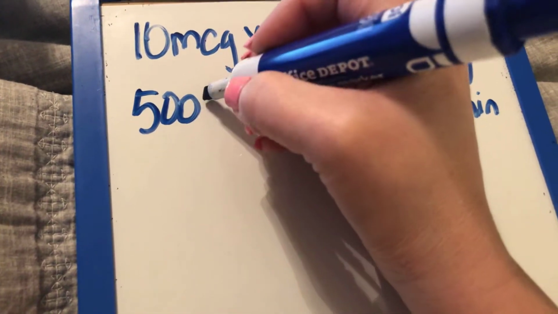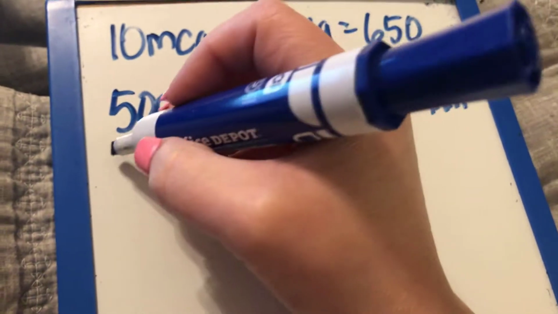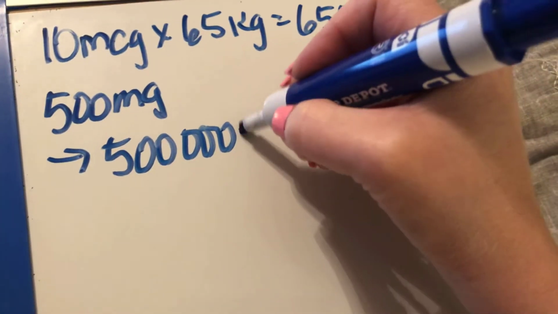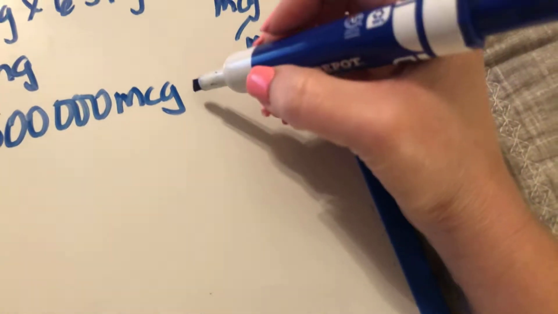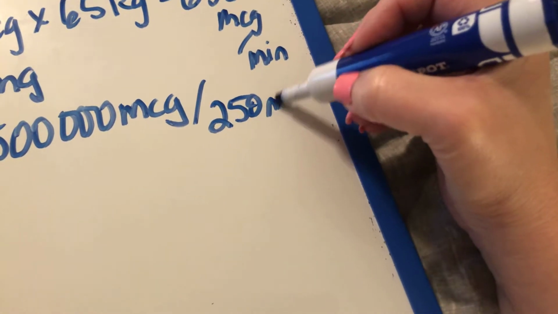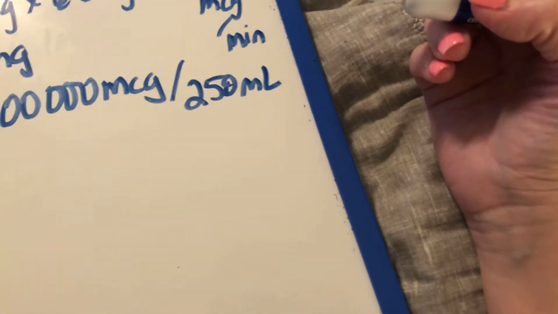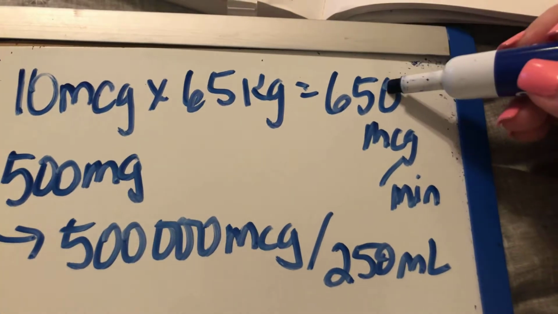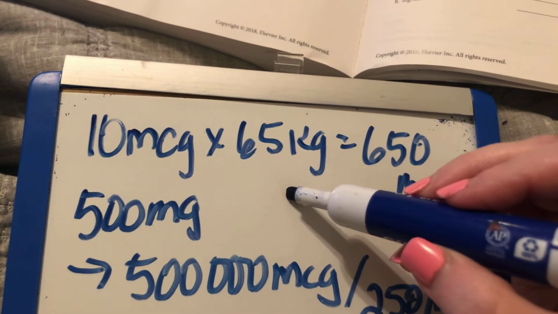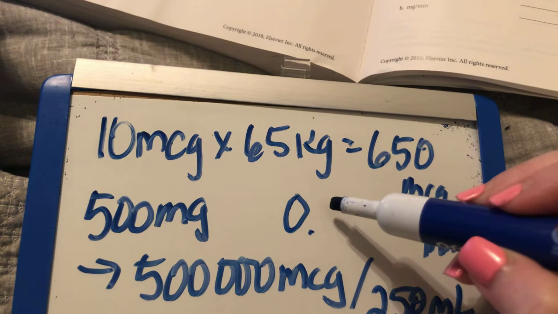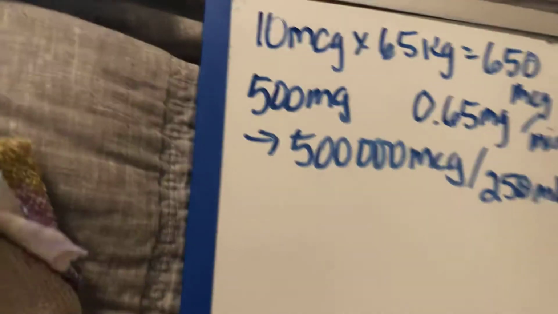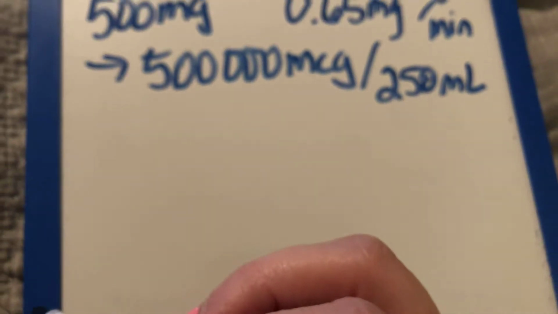So 500 milligrams becomes 500,000 micrograms per 250 mils. Okay. The other thing we could do would be to convert this 650 into milligrams, which would be 0.65 milligrams. Okay. So you can do either one that you want to.